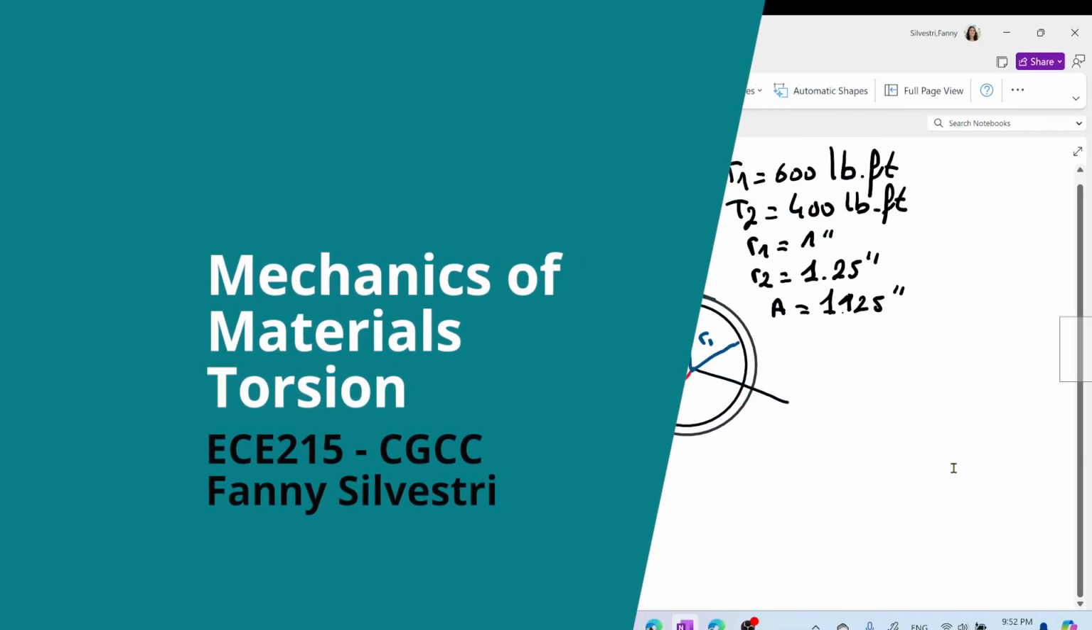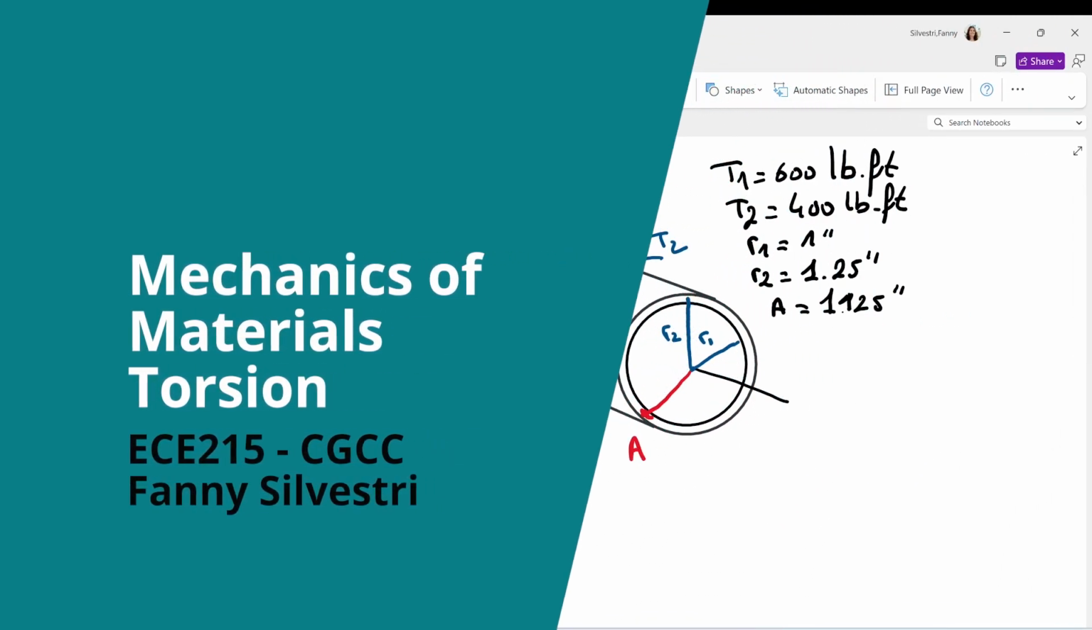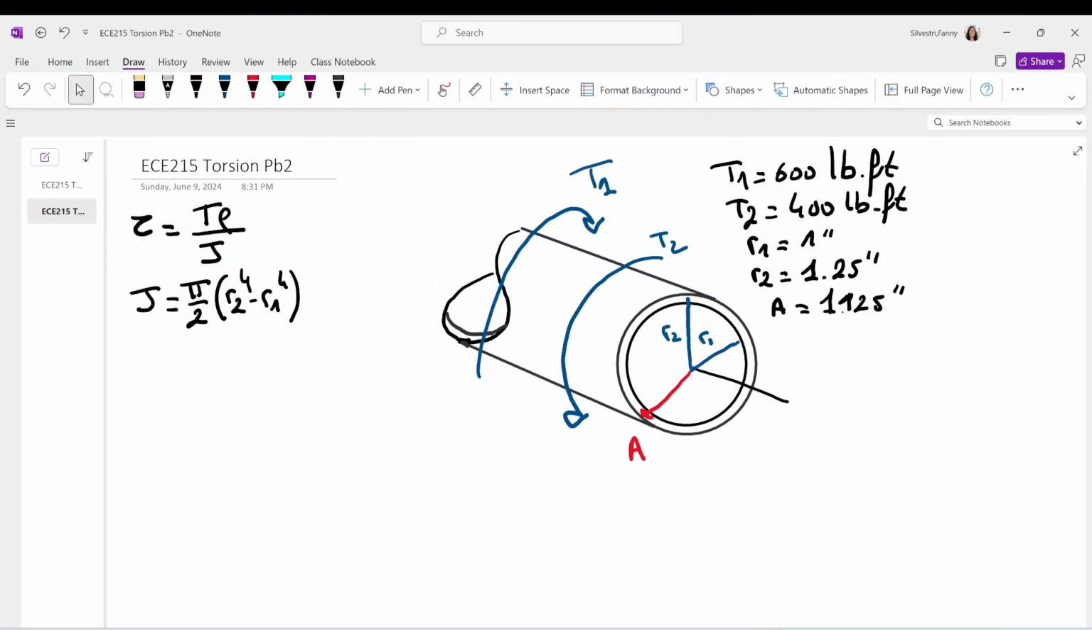Okay, we are doing second problems, and we introduce two new challenges in there. First, this pipe is submitted to two different torques at different places, and also it's a pipe and not anymore a rod, a solid rod.